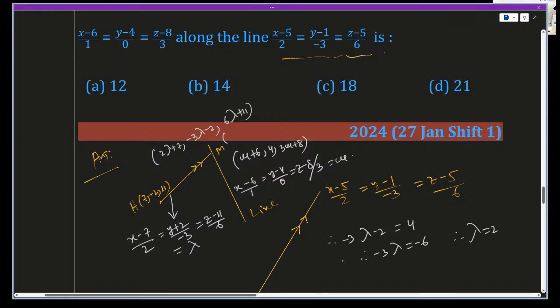Lambda 2 means this point is going to be 11, minus 8, 23. Is it understood? Now just use the distance formula. Being a class 12 student, you can find the distance now by using the formula. Required distance: 4 square, 6 square, 12 square.